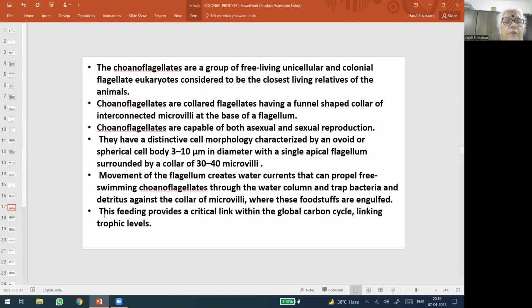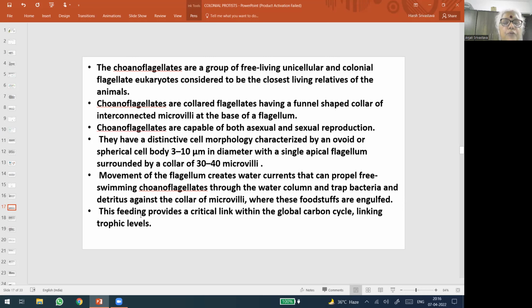Classification we have seen. Now we are looking into the main characteristics, the morphology as well as the anatomical peculiarities of these choanoflagellates. Their feeding habit, they are having in the collar, they are having the microvilli. Then movement of flagellum creates water current that can propel free swimming choanoflagellates through the water column and track bacteria and detritus against the collar of microvilli where these foodstuffs are engulfed. So this is the digestion part, the food intaking.